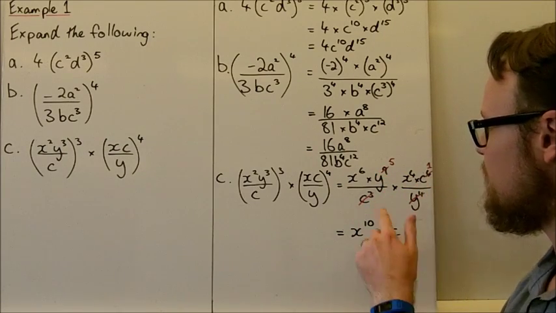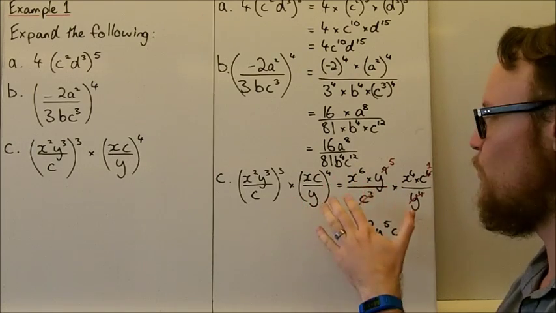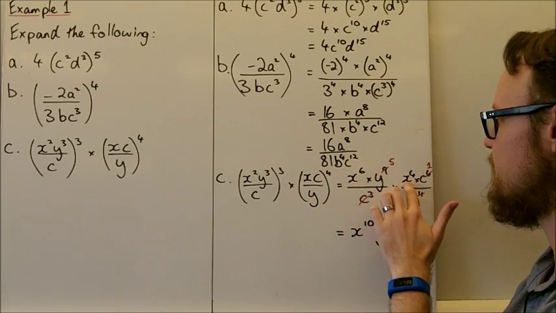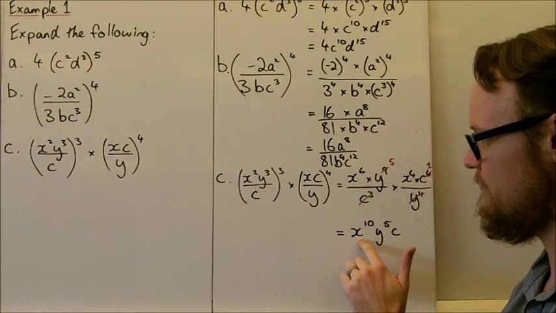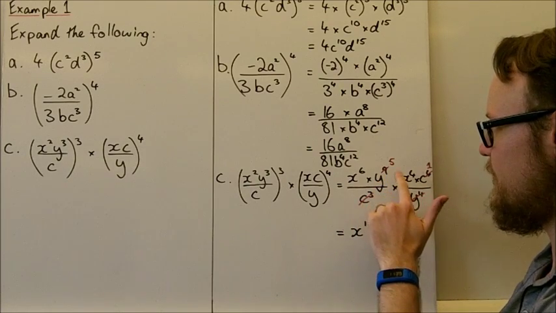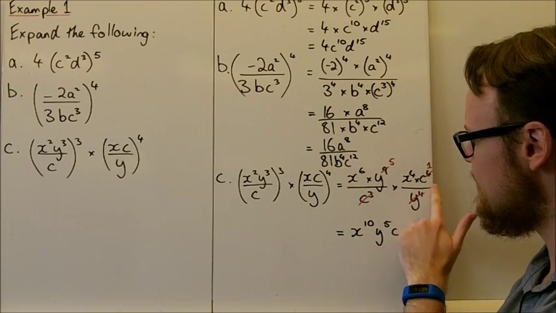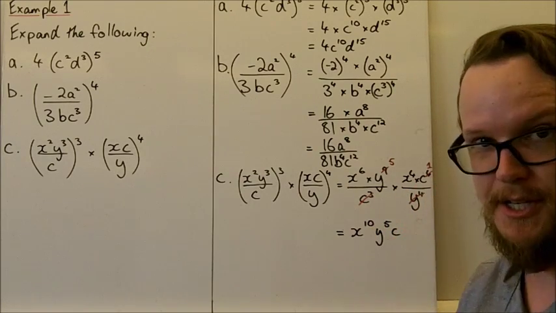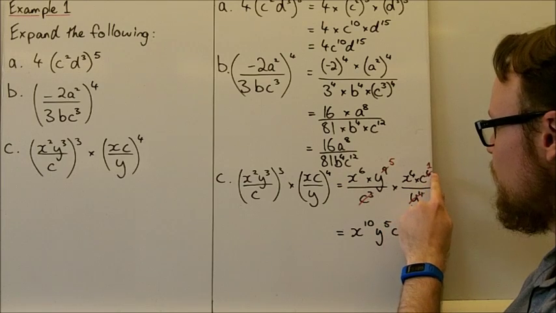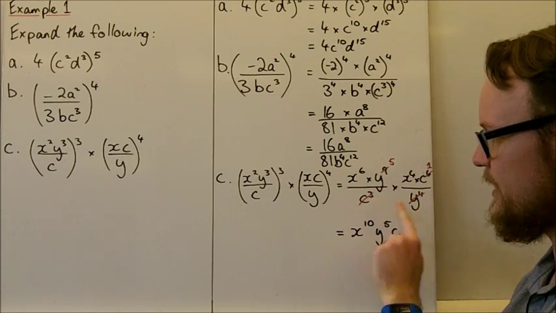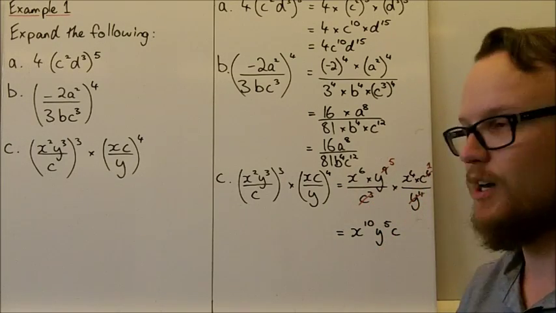So we're left with, from index law 1, x to the power of 6 times x to the power of 4 is x to the power of 10, y to the power of 5, because we've got the 9 minus the 4, and c to the power of 1, which is just c, because we've got 4 on the top here, minus the 3 on the bottom, so we're left with just the 1.